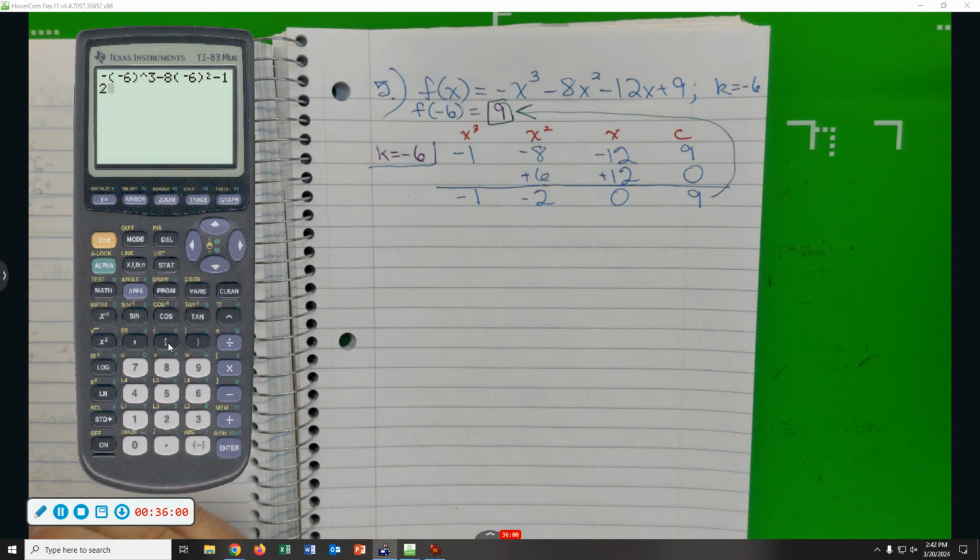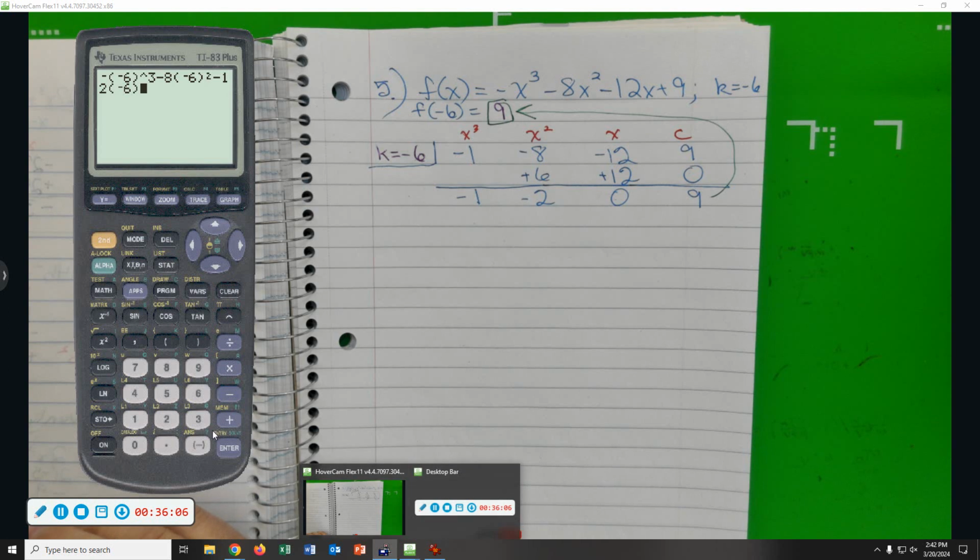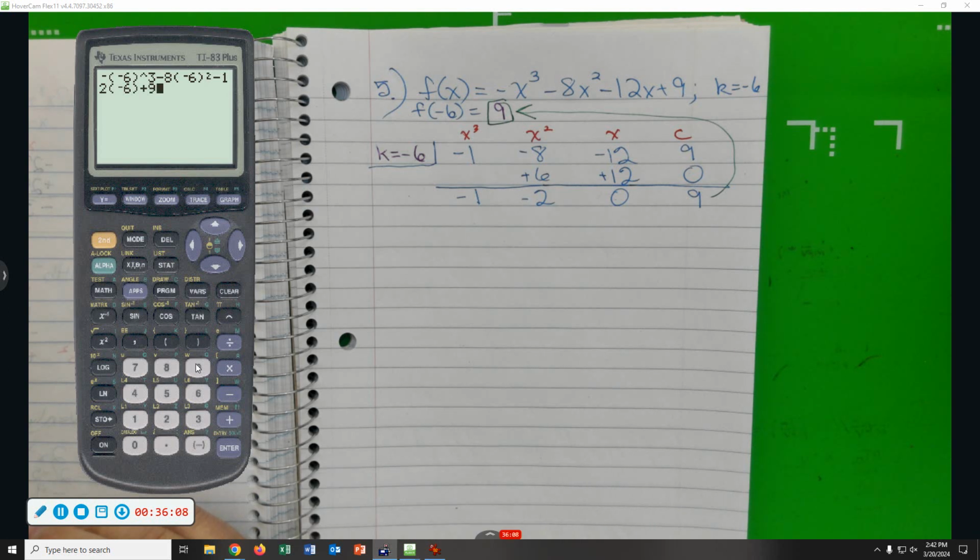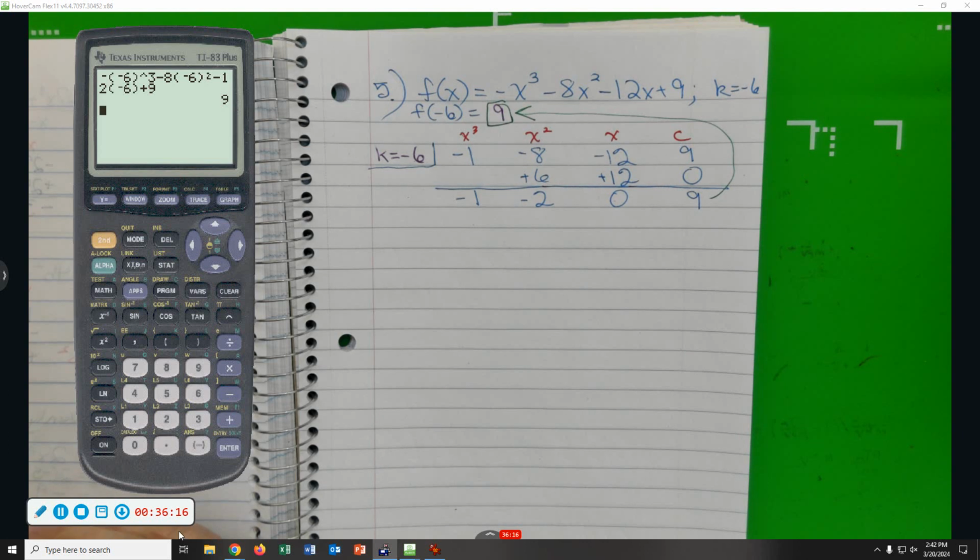It's negative 6, the exponents on the calculator, and plus 9. And we better get a 9, or else I've messed up. There it is, a 9. Okay. Sure enough. But be careful. If you don't have these negative 6s in parentheses, you're going to get the wrong answer.